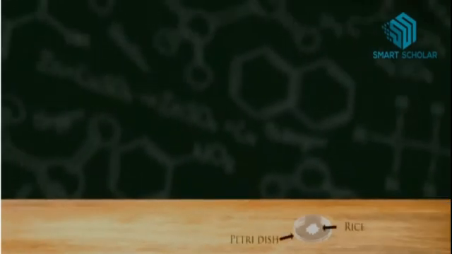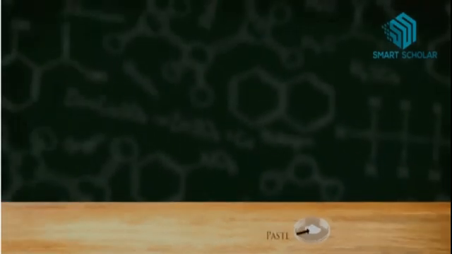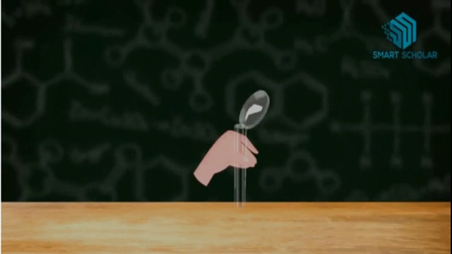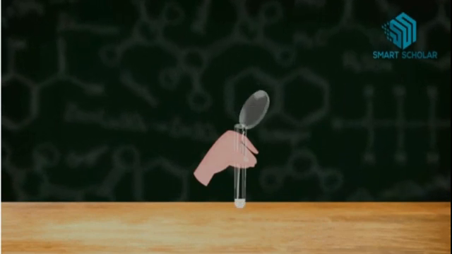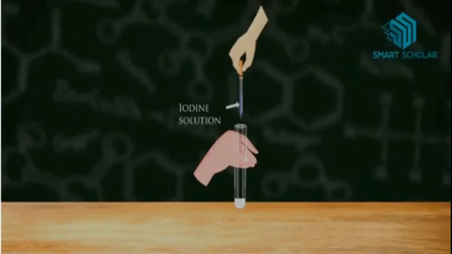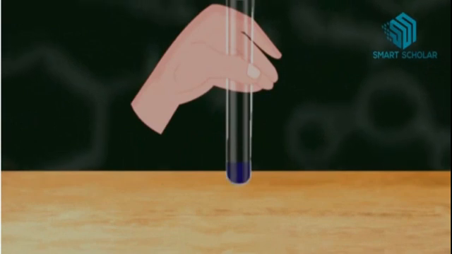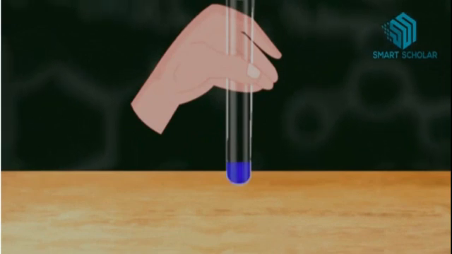Put a small amount of rice in a petri dish. Add a few drops of water in order to form a rice paste. Put the rice paste in a test tube. Now, add a few drops of iodine solution, which is the reagent used to identify the presence of starch in food, and observe. Observe carefully the color change into dark blue.